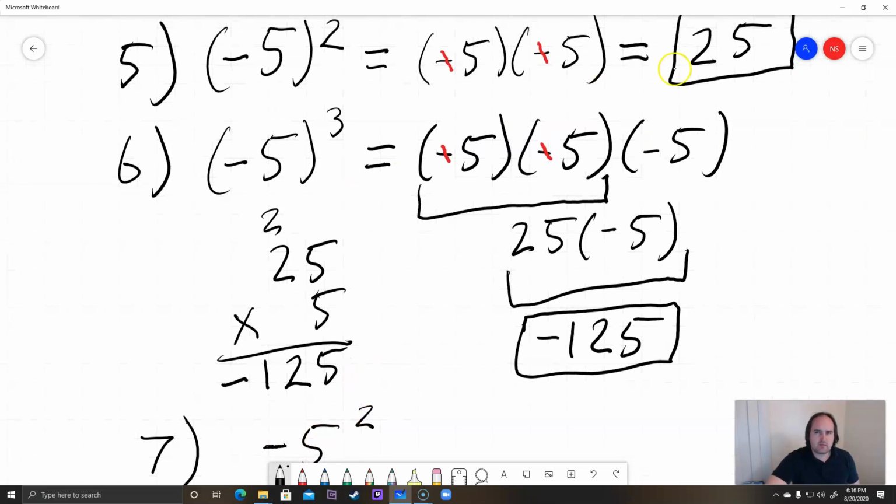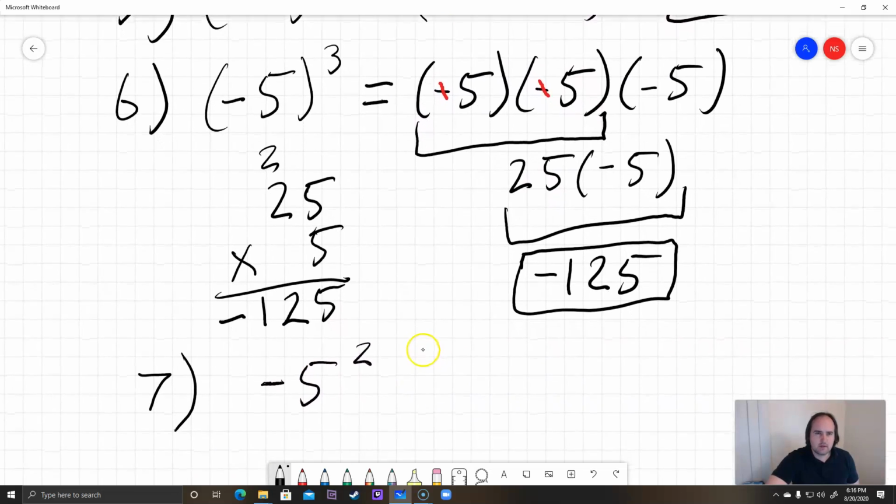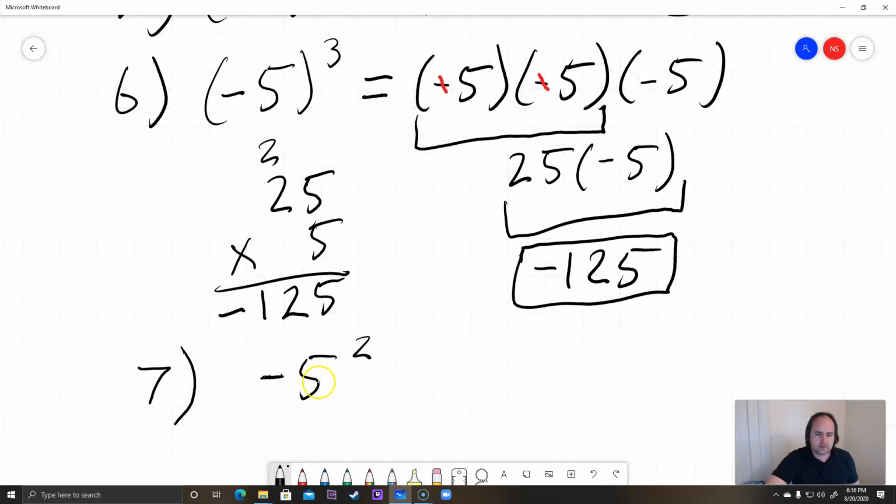So on number 5, we got positive 25. So what do you guys think we're going to get for this one? Well, because the square only affects the 5, it doesn't affect the negative, we're actually only going to be squaring positive 5. And we're going to keep the minus out front. All right, so what are we going to have here? This actually means negative of 5 times 5.